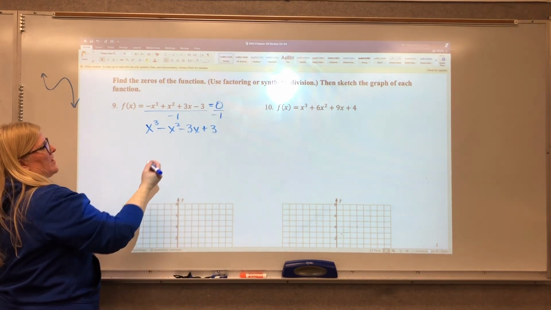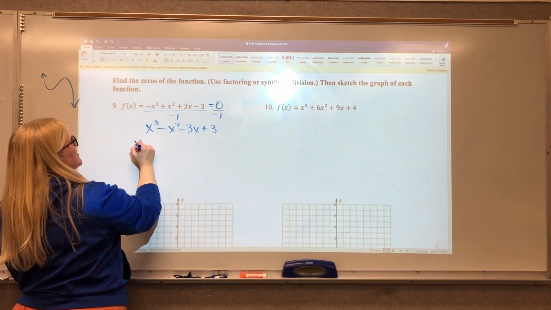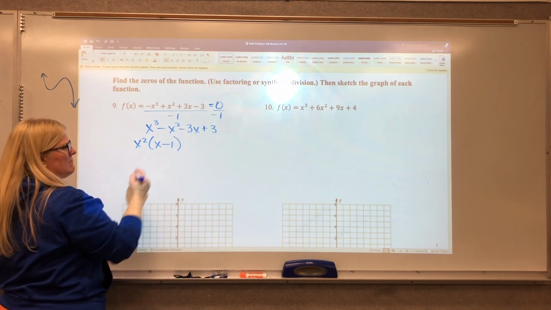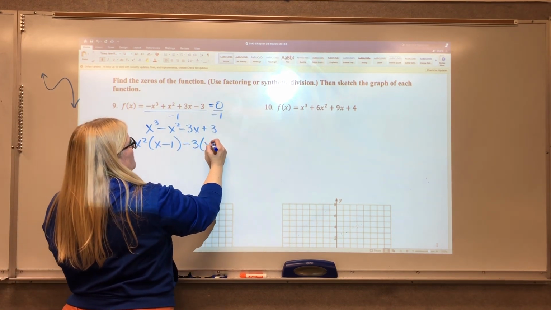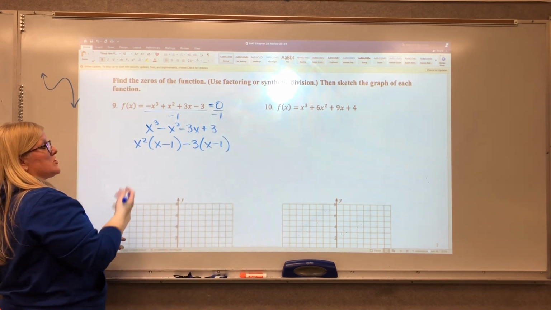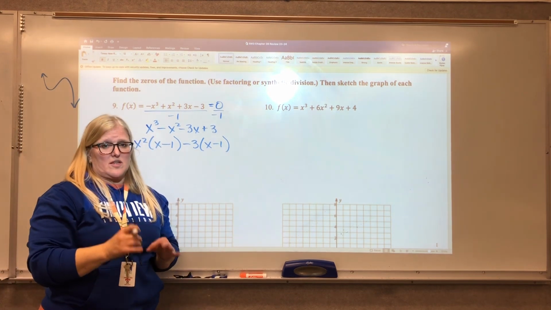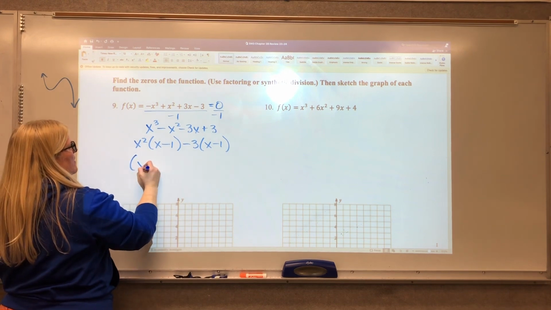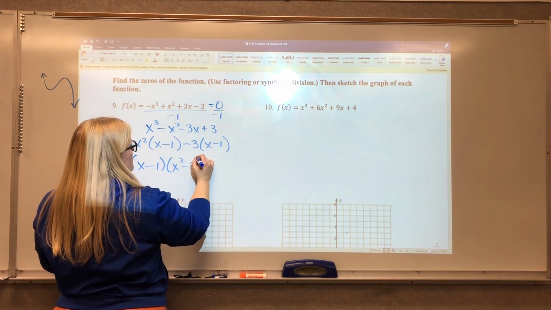All right, and now I'm going to do this by grouping. So I can pull out an x squared, I'm left with x minus 1. And over here I can pull out a negative 3, and I have x minus 1. So this just goes to show you that even though I change the signs, my roots are still going to be the same. So I'm left with x minus 1 times x squared minus 3 equals 0.